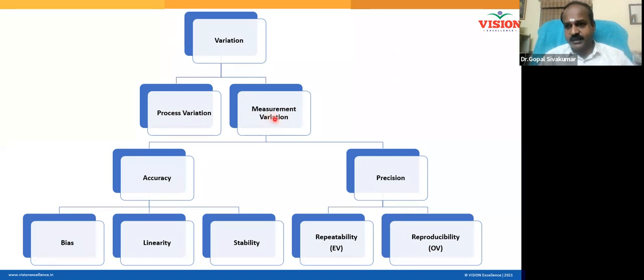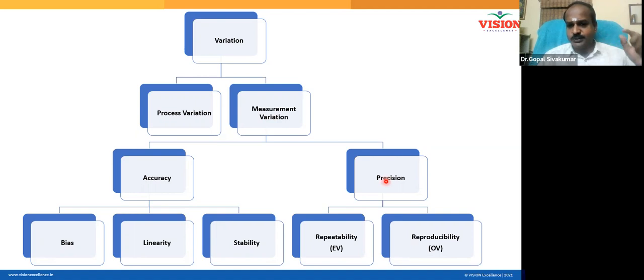And now measurement error can be of two types. One is accuracy, another one is precision. Accuracy means closeness to the true value. Precision means consistency.